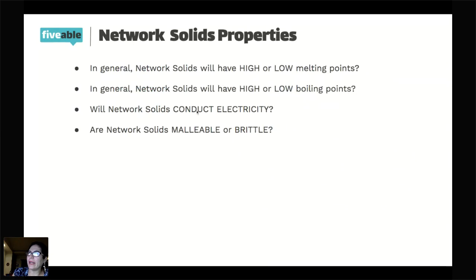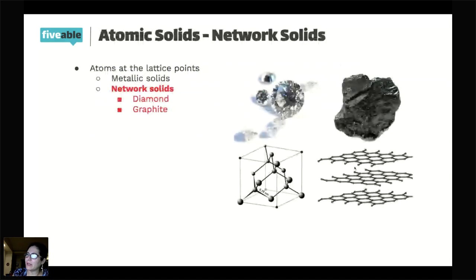Okay, do you think network solids will conduct electricity? Think of the meaning of electricity. Could it move around electrons? Could it move around charges or no? Exactly. No, it won't be able to conduct electricity because there are no charges in here. This is carbon atoms covalently bonded. There are no charges here. So no, it won't conduct electricity.